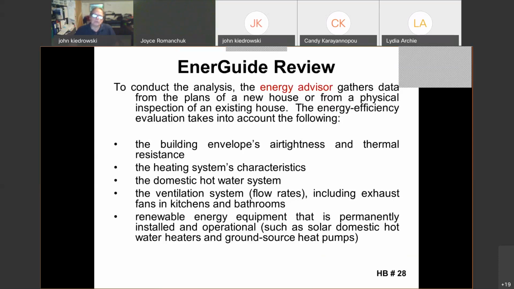And looking at renewable energy equipment that is permanently installed, such as a solar domestic water heater or ground source heat pumps. So again, the energy guide review, that's a whole other side of inspection that some specialist energy advisors perform.